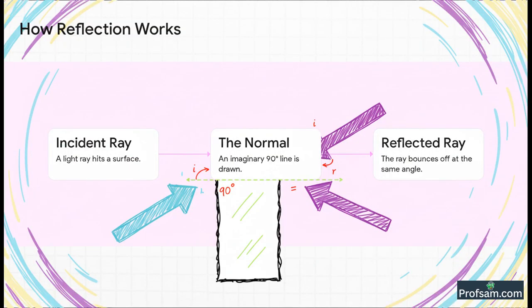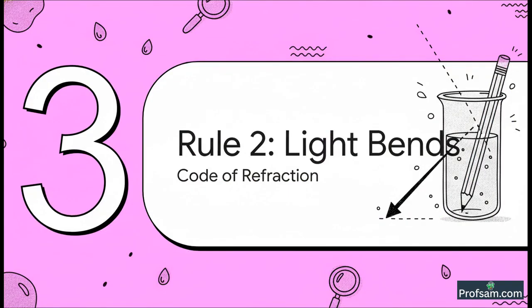So how does this actually work? Let's break it down into 3 simple steps. First, our light ray, which we call the incident ray, comes in and hits the mirror. Step 2, right at the point where it hits, we have to imagine a line at 90 degrees to the surface. This imaginary line is super important. We call it the normal. And third, the light ray bounces off. This is our reflected ray. The most crucial point here is that the angle at which it comes in, angle I, is exactly equal to the angle at which it goes out, angle R. Always.